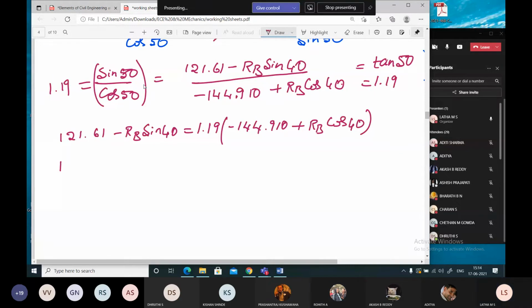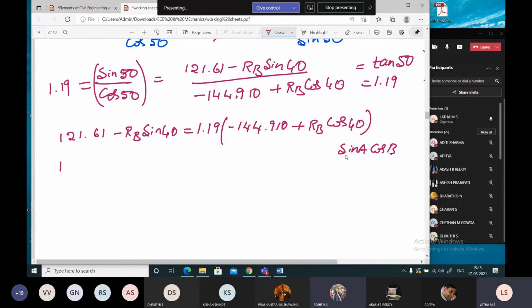If I multiply, what will I get? Ma'am, we'll get RB sin 40 into cos 50, and this side we'll get RB cos 40 into sin 50, which is sin(A plus B). We can bring that term to this side. Putting cos 50 on this side, we get sin 40 into cos 50, and putting sin 50 on this side, we get cos 40 into sin 50.